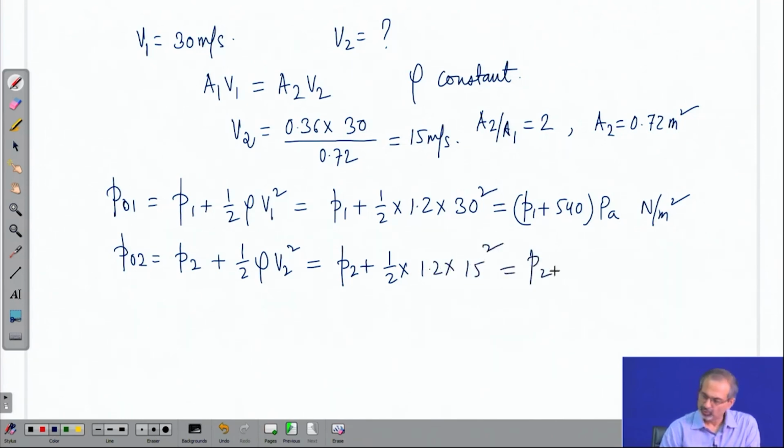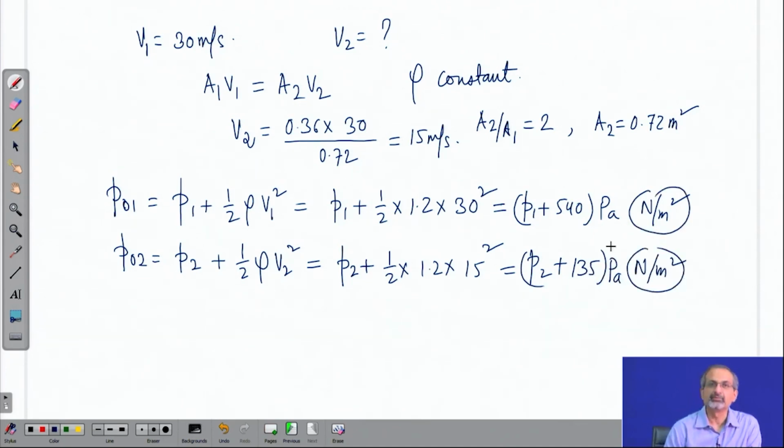So, that will be P2 plus 135 pascals or Newton per meter square. So, you should be comfortable using both the units. Now, obviously, because there are viscous losses, there will be a loss in stagnation pressure. So, P naught 1 will be greater than P naught 2.